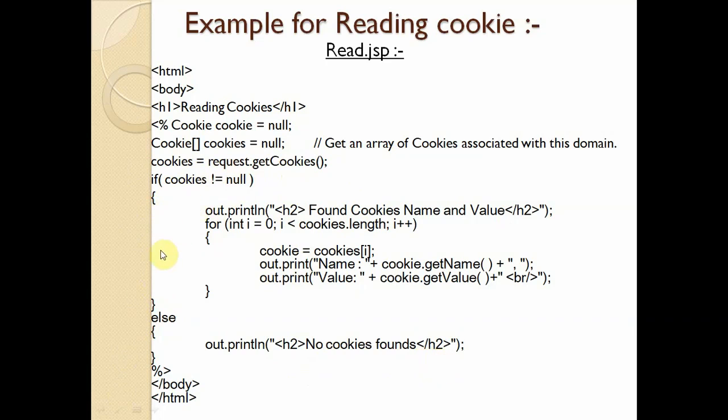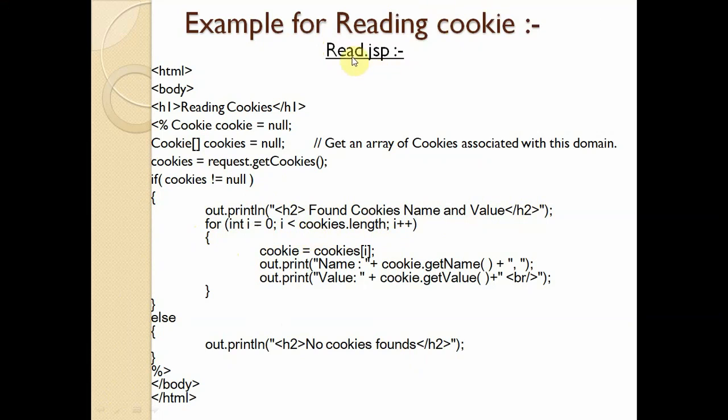If there are cookies, then we'll come inside the if block and out.println found cookie names, cookies names and value, h1 started from h2 and closed by slash s2. So we have found cookies and by this for loop we will display these cookies, in the heading of the program is reading cookies. So we are writing here a for loop. By this for loop we will read one by one each cookie, we will display the name of each cookie.